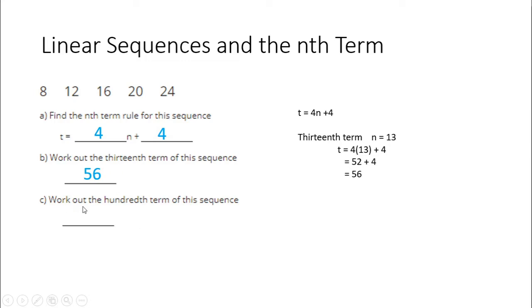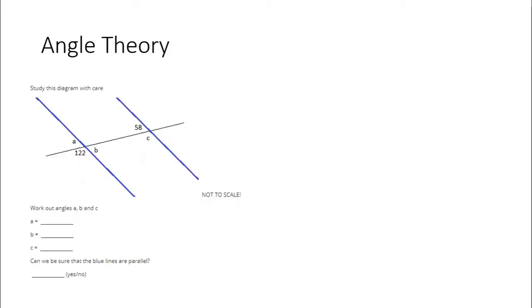Now I wouldn't continue this pattern until I found the 100th term. That would take me the entire time for the assessment, but I don't want to waste time like that. Let's use the rule. t equals 4n plus 4. For the 100th term, we're talking about position number 100. I'm going to replace the n with 100. So t equals 4 times 100 plus 4. 4 times 100 is 400, so this is 400 plus 4, and that's 404. Right, let's move on.